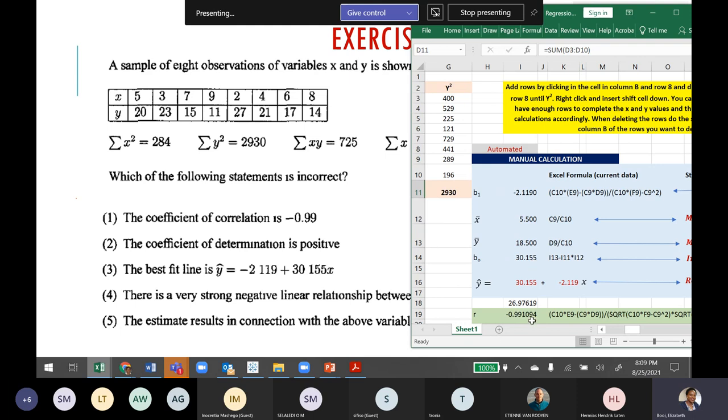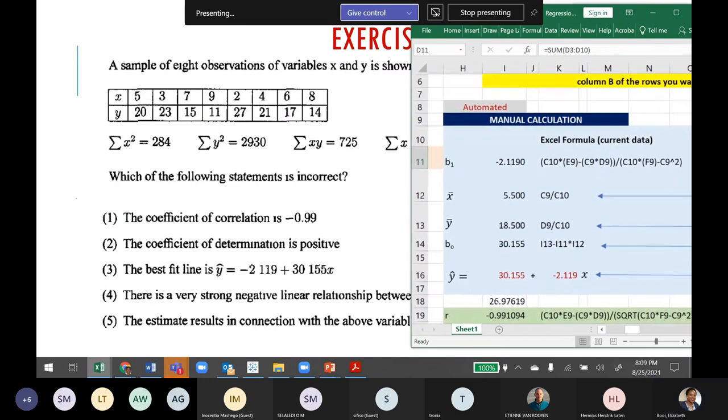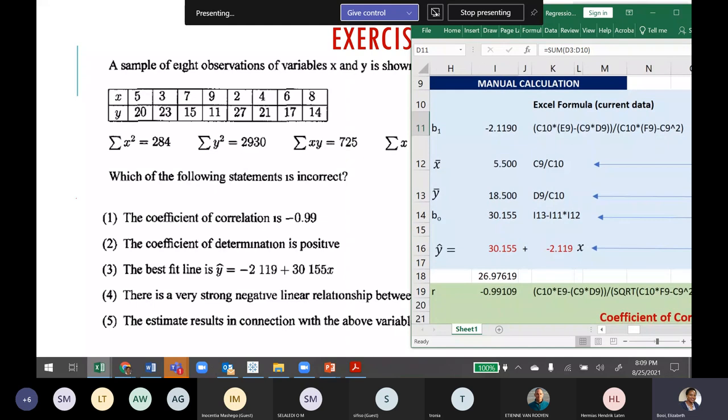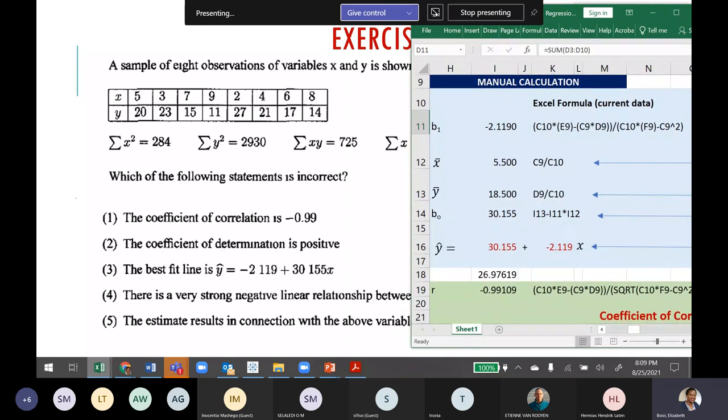Looking at the answers, the first one says the coefficient of correlation, which is R, is negative 0.99, which is correct because our R, if I can make my values bigger so that you can see.